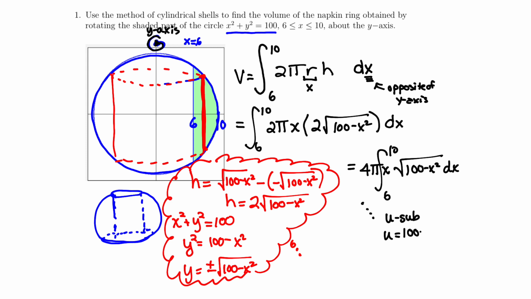100 minus x squared. Perfect. Good. And then du, u sub, would be negative 2x dx. It would be root u, right? Which then turns into 3/2 with the 2/3 in front. So it would be a u sub, but for sake of time, I'm not going to do it out, okay? My other class, I actually did it out, but not this one.